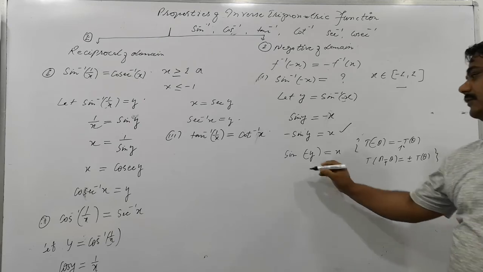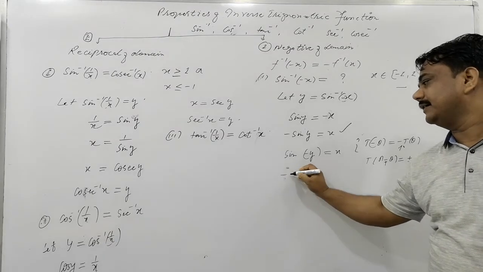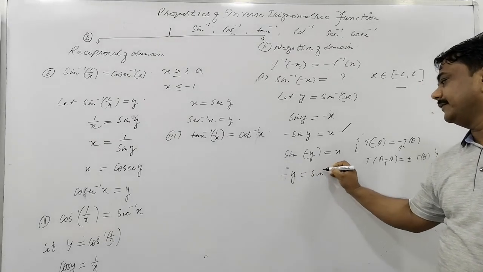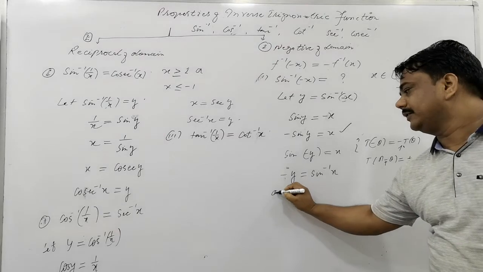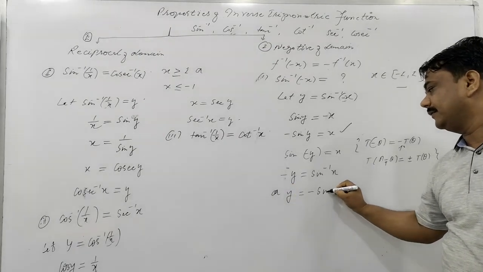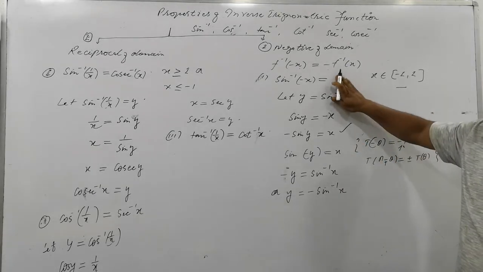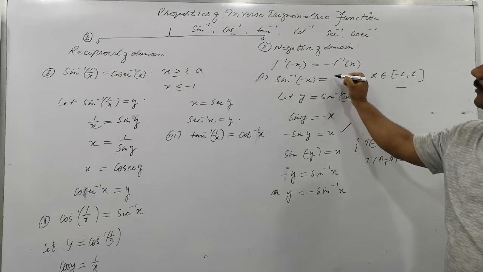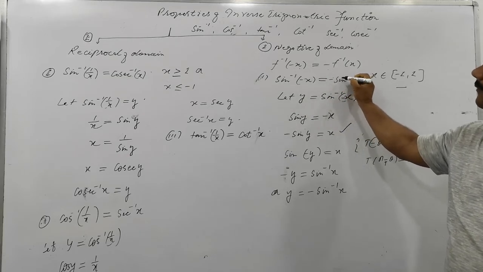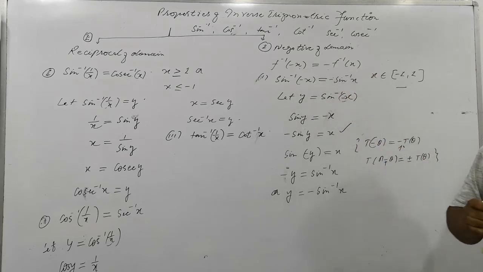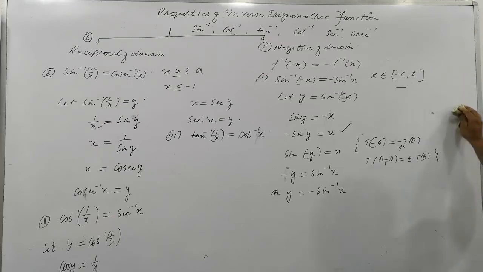So minus y can be written as sine inverse x, or it can be written as y is equal to minus sine inverse x. So what can we say here? The negative of the domain makes the range negative. Means for any such function, if the domain is made negative, from minus a to plus a becoming plus a to minus a, then the range also changes sign. Is that clear? Now look at the next.